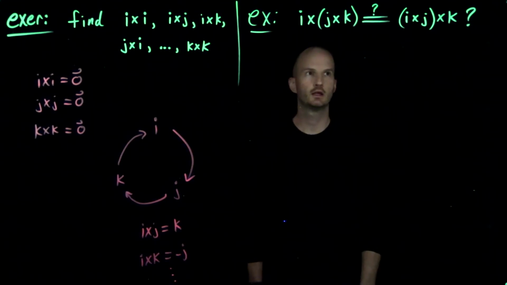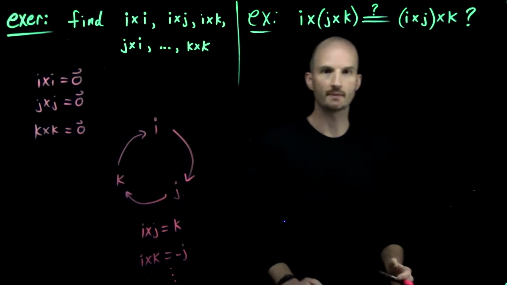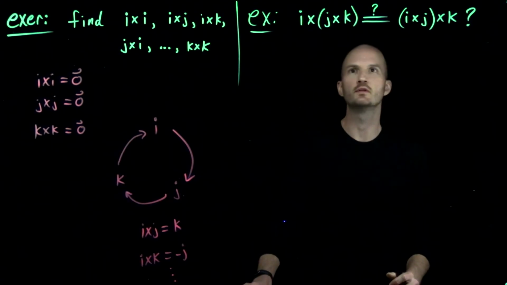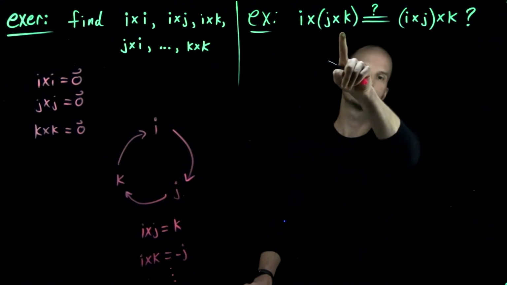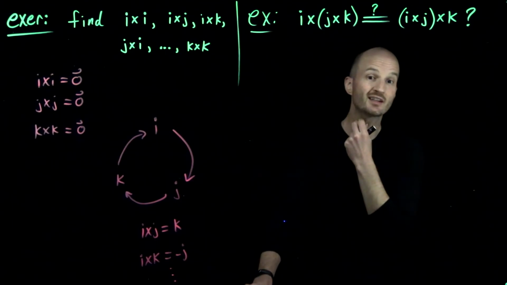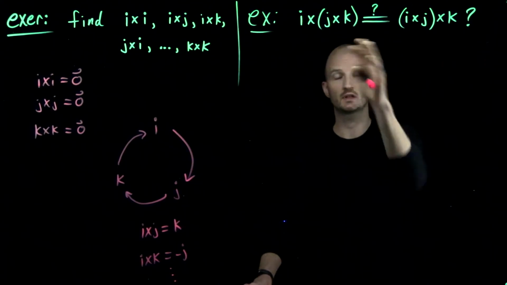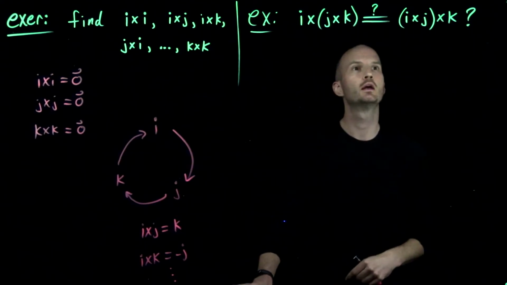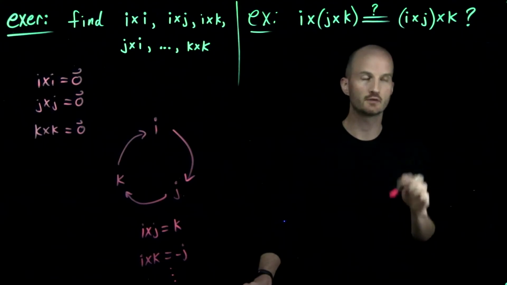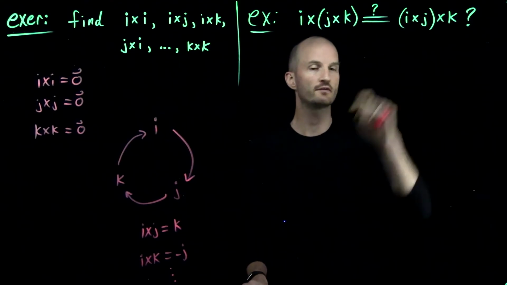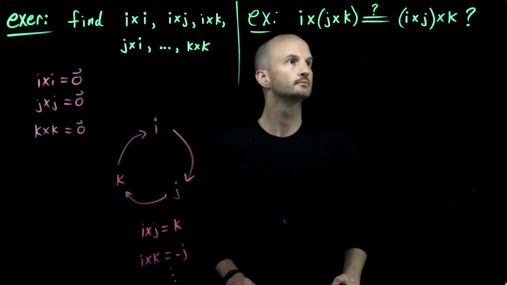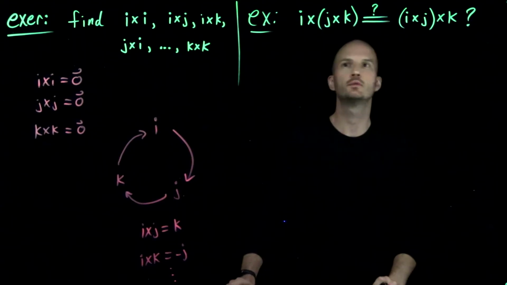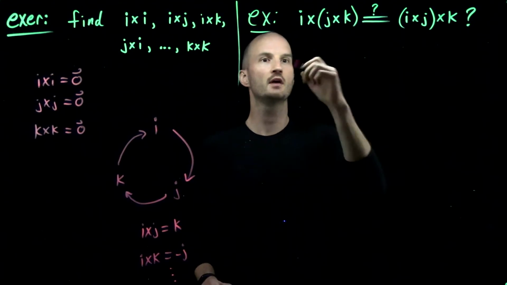Next example, are these two things the same? Here we're saying do j cross k first, and then put the i in front with the cross. So it's giving you an order of operations with the brackets. And here we're saying do the order in a different way, so do i cross j first and then k afterwards. And the answer, maybe surprising, is it's not going to be the same.